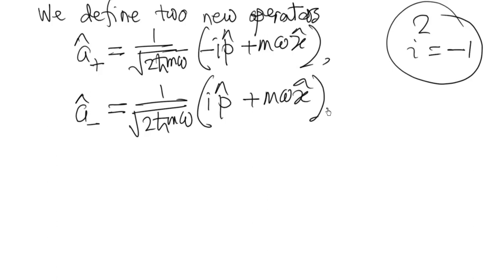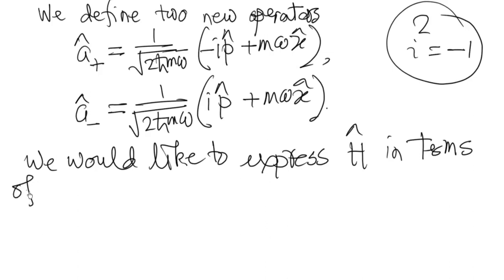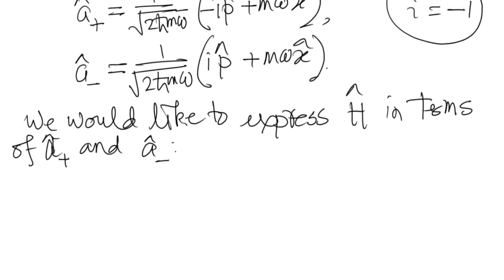And we would like to express the Hamiltonian operator of the simple harmonic oscillator in terms of these two operators, a plus and a minus. For this, let us form the product of a plus and a minus.